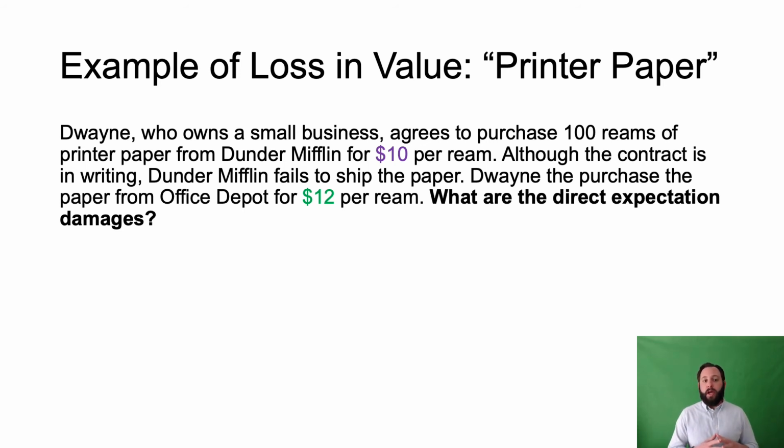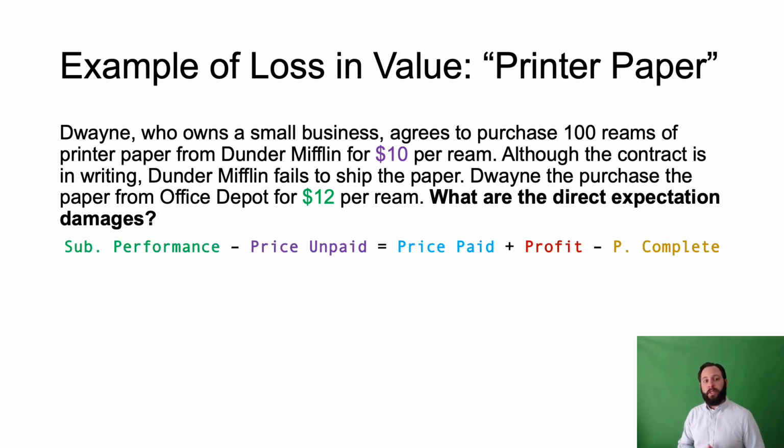Although the contract is in writing, Dunder Mifflin fails to ship the paper, so it's clearly a breach of contract. Dwayne then goes to his local Office Depot and purchases the paper for $12 per ream for a total of $1,200. What is the measure of expectation damages?